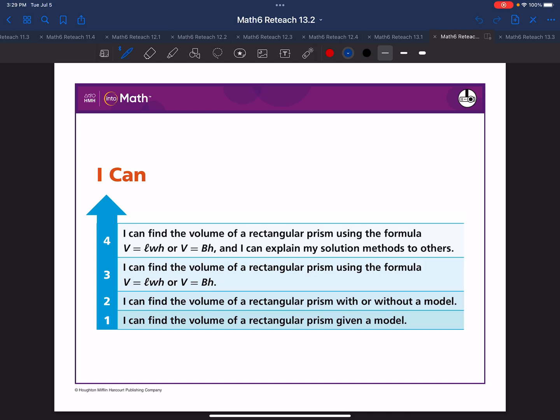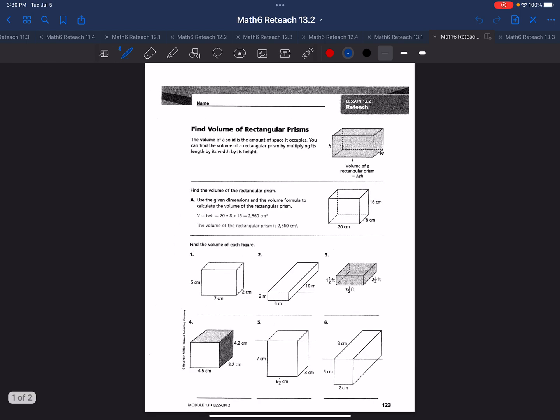Today we will review 6th grade math lesson 13.2. Here's your I can statement. I can find the volume of a rectangular prism using the formula volume equals length times width times height, or volume equals base times height, and I can explain my solution method to others.